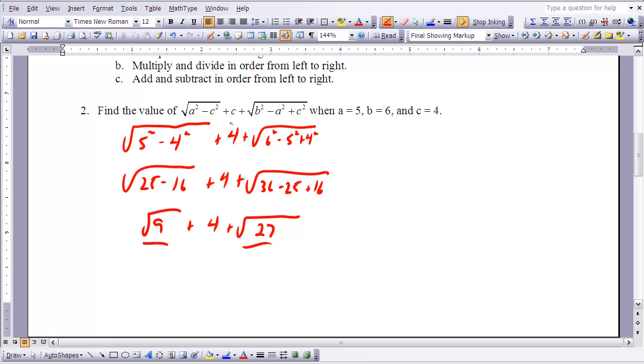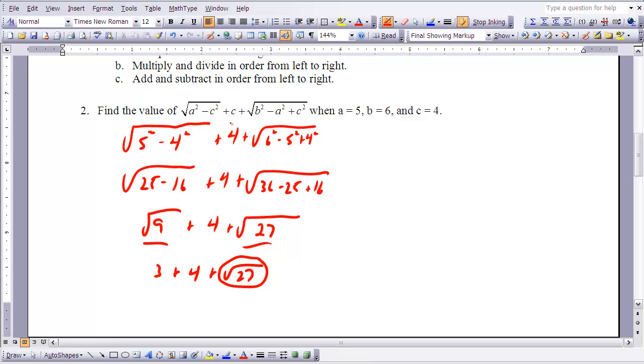Well, the square root of 9, I can simplify that. That's going to be just 3. So I'm left with 3 plus 4 plus the square root of 27. Now I can get an approximation to this. Okay, we're going to talk a lot more about approximations and exact values as we move through this course. You talked a little bit about it last year in geometry.